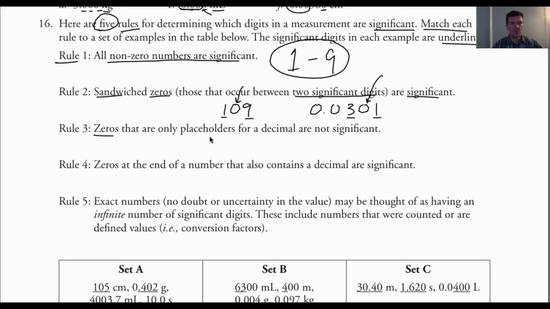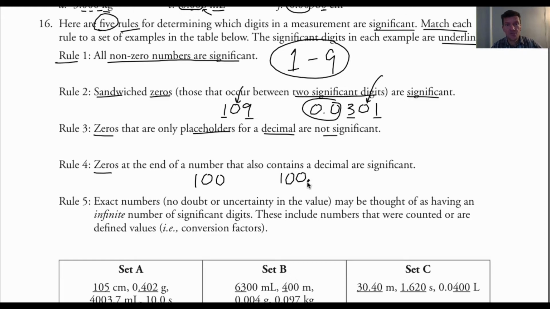Rule number 3, zeros that are only placeholders for a digit, for a decimal, are not significant. And as I mentioned already, those at the beginning of a decimal or those at the end of a number are not going to be significant. Rule 4, zeros at the end of a number that also contains a decimal point are significant. Let me just clarify. This is very, very important. There is a huge difference between 100 and 100 with a decimal at the end.